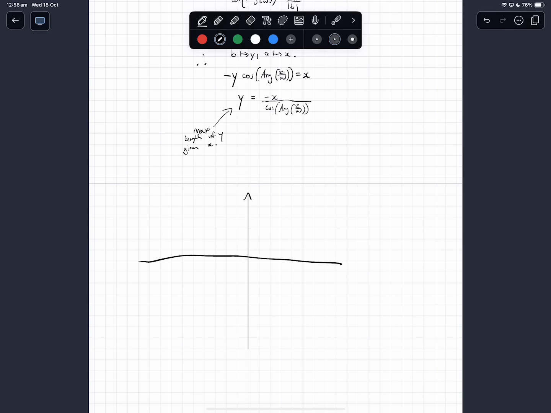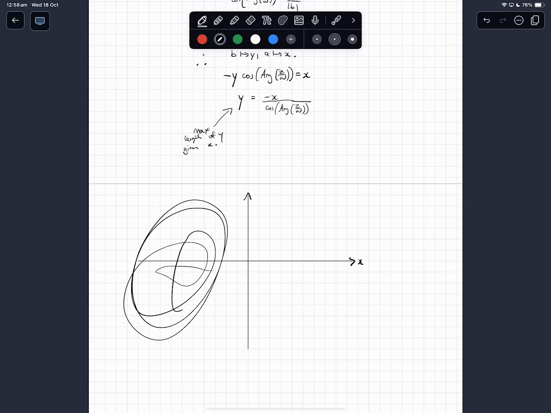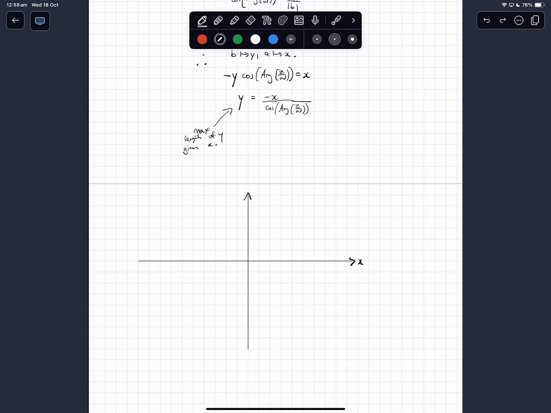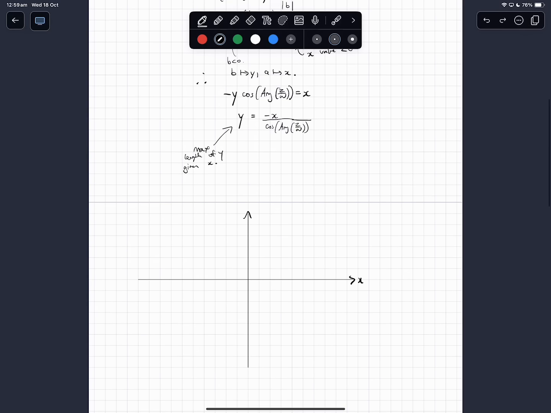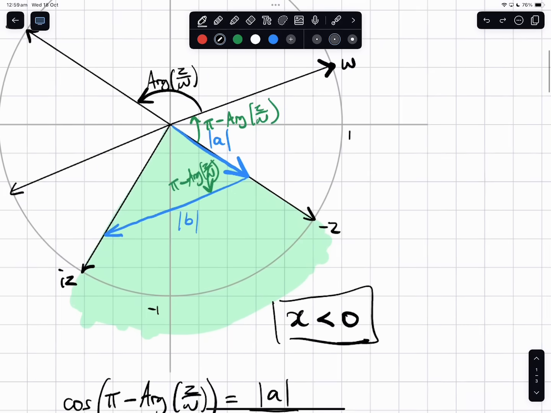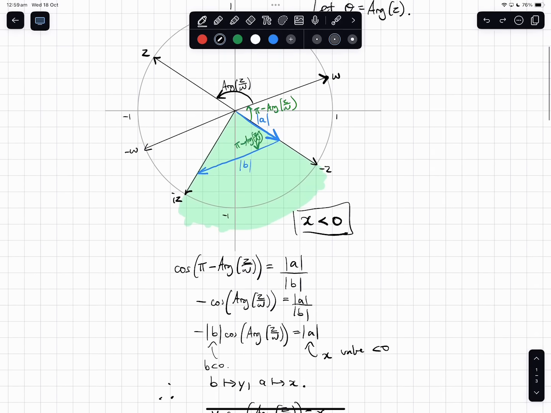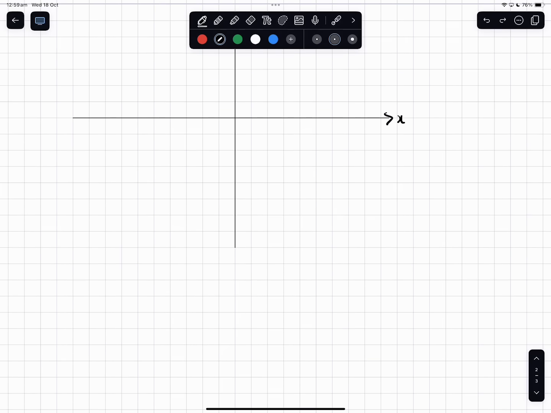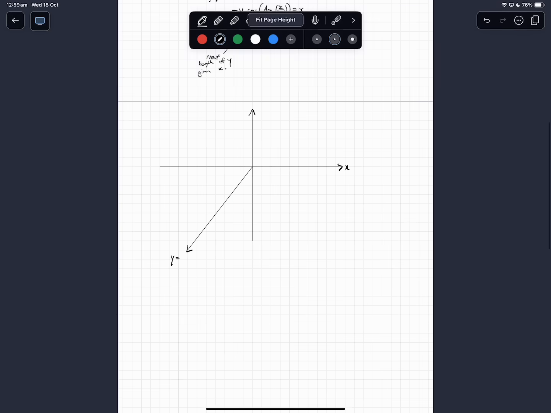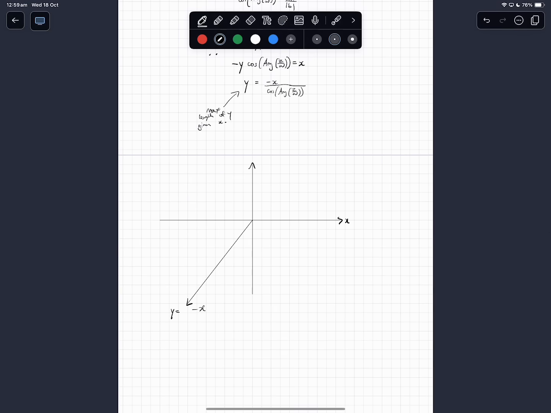Okay, so let's now draw our sketch of what X and Y can possibly be. So now I've already said that X has to be negative, so we know it's in this part of the number plane, on the left side. And the Y value has to also be negative. It has to point backwards, but it can't point too far back. So I know that it is capped at this line given by what I just calculated. So y is equal to negative x over cos arg of z over w.